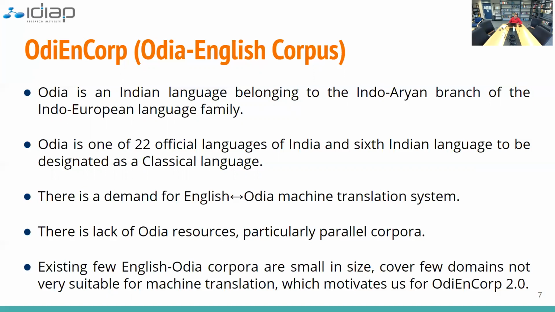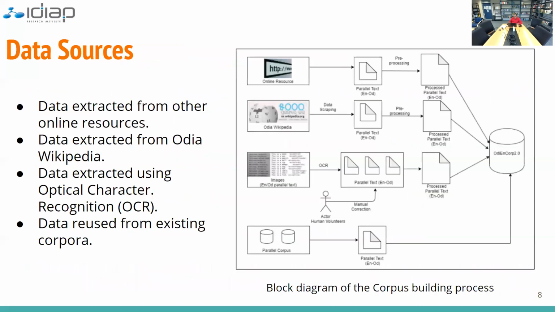And so in this direction, we are trying to build a language corpus, and our objective is to make it free so that everybody can access and freely use our corpus for research or non-commercial purposes. We started with Odian Corp 1.0, which was smaller in size, and recently we released a bigger version, Odian Corp 2.0.